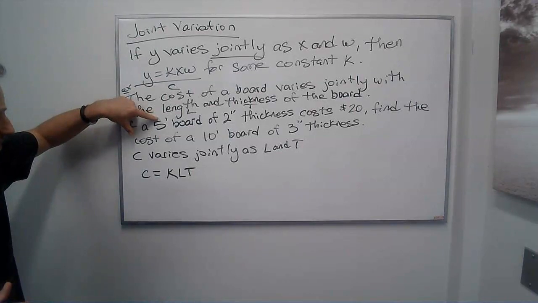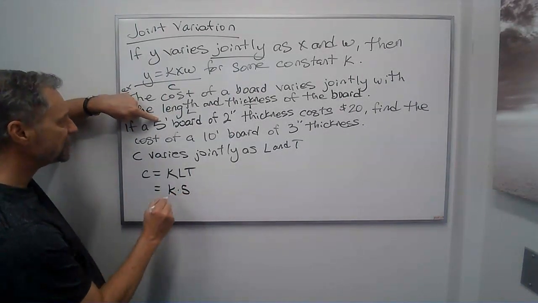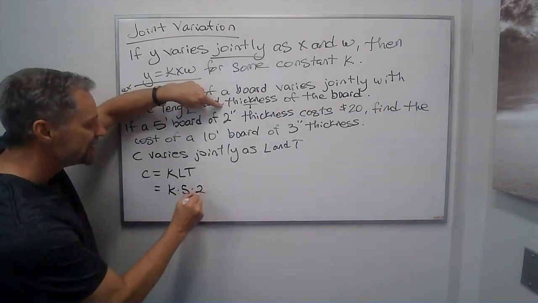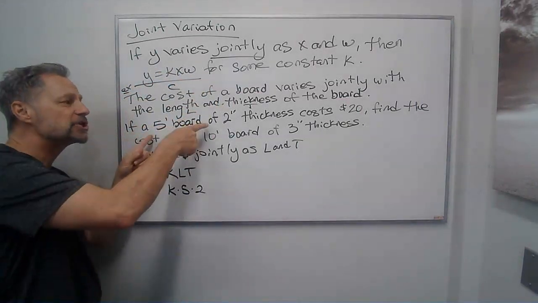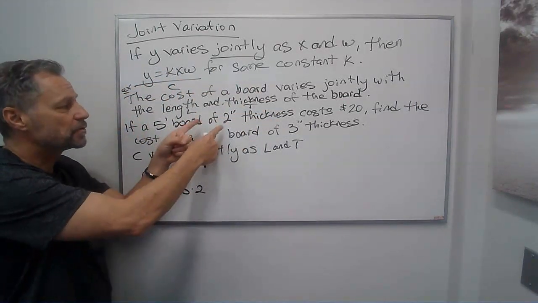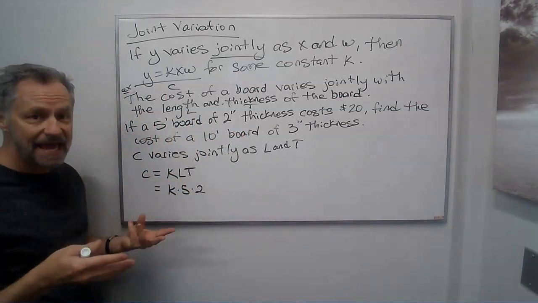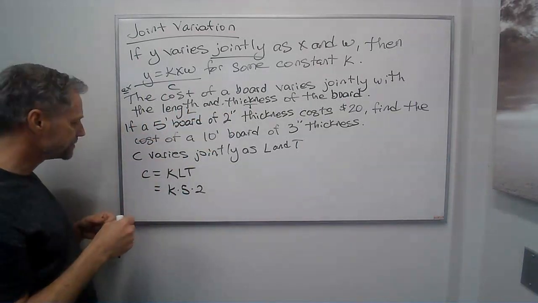A 5-foot board, that's my length, so K times 5 of 2-inch thickness. Now notice, one of these is in feet, the other is in inches. It doesn't matter if you change those as long as the one that was in feet is still in feet and the one in inches is still in inches. And that's the case here. It's okay to combine different units here.